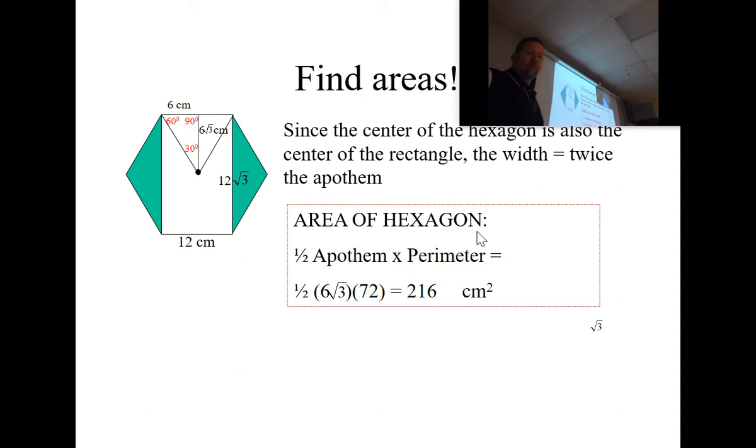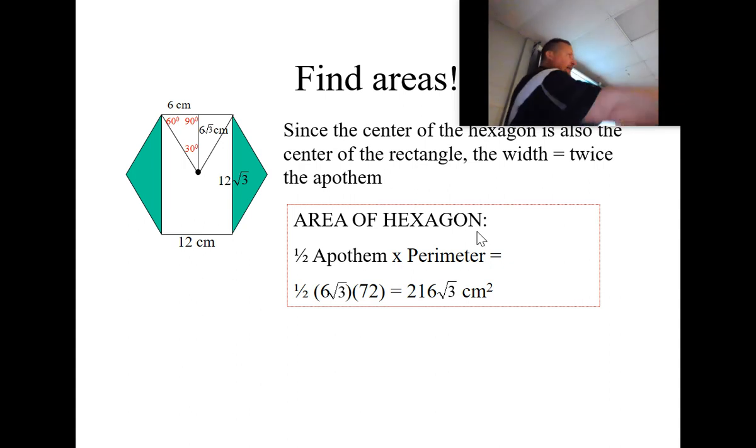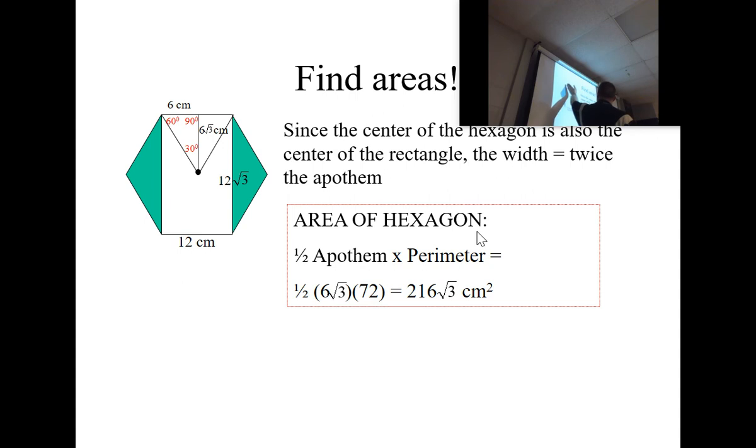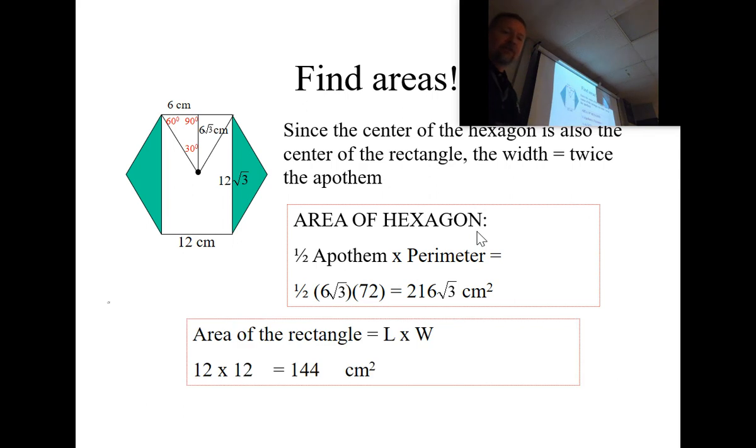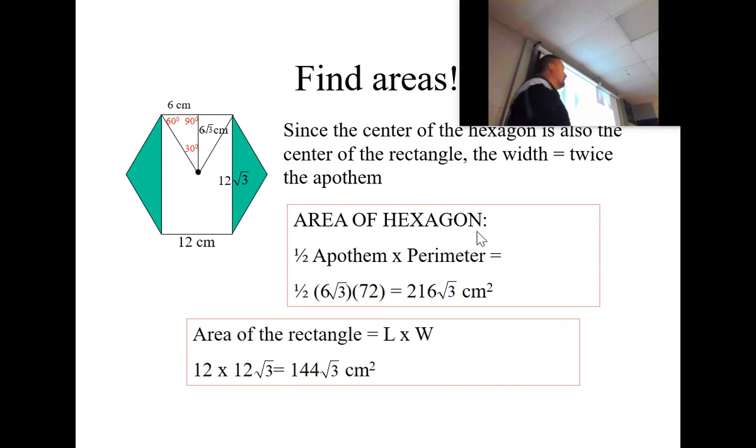So area of a hexagon is, and you could break this down any way you want. I broke these down all individually and then did the final answer at the end. You write it any way that you want. So it's half apothem, half of 6 root 3, times 12 times 6, which I already calculated as 72. Just hold that number and then go ahead and write your final answer with all the other ones. But I'll show you that on the other page. Okay, and then area of the rectangle is 12 times 12 root 3, length times width.